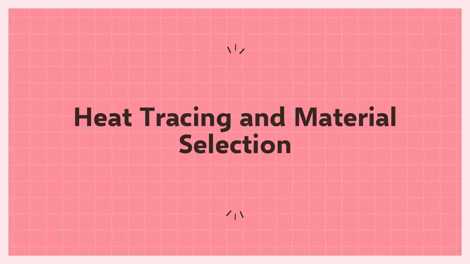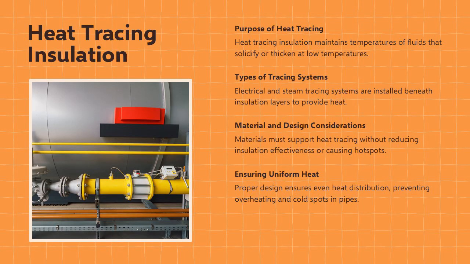Heat tracing insulation, material selection criteria. Heat tracing insulation is used to maintain process temperatures for fluids that solidify or become viscous at lower temperatures, such as sulfur or heavy oils. Electrical or steam tracing systems are installed beneath insulation layers. Materials must accommodate tracing elements without compromising thermal performance. Proper design ensures uniform heat distribution and prevents overheating or cold spots.